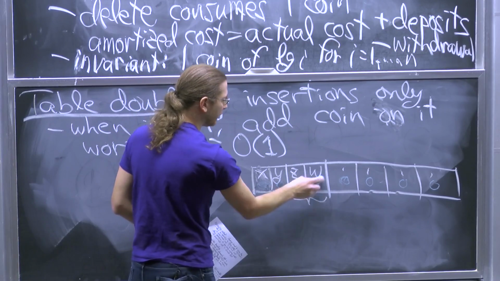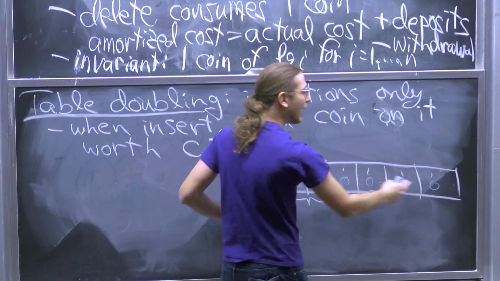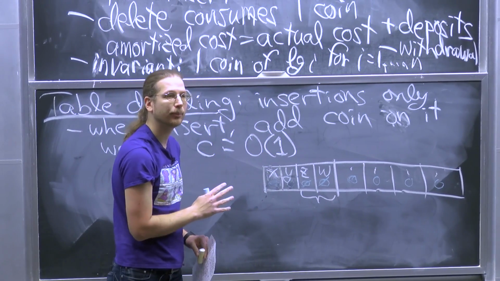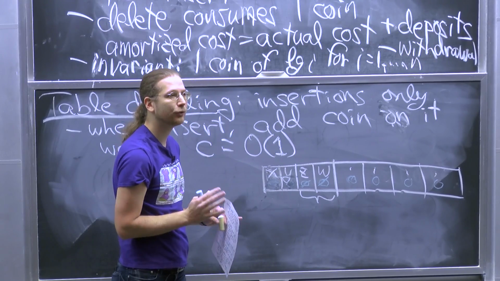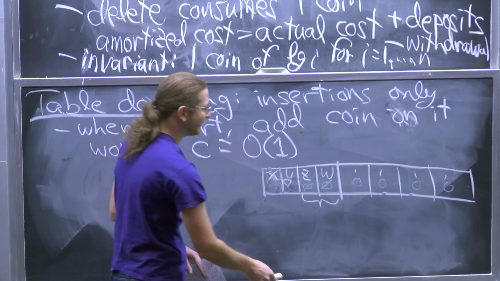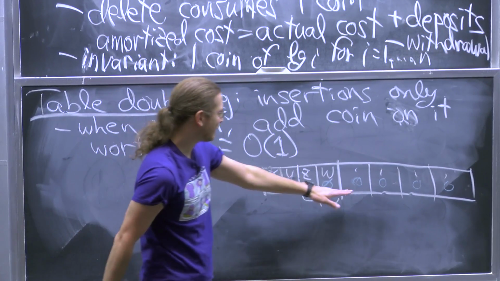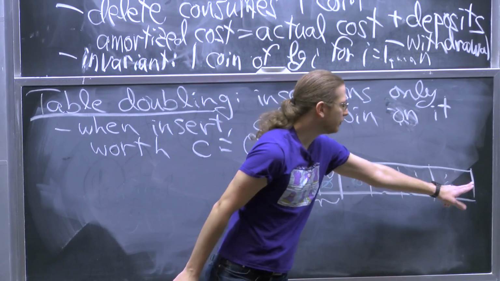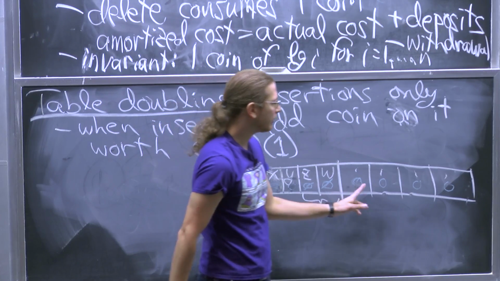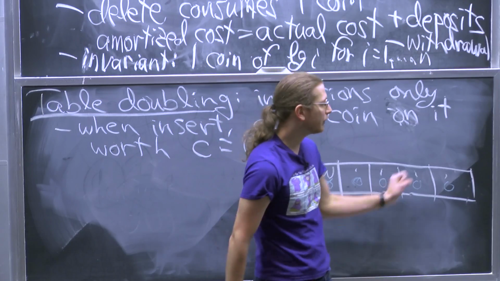So I used up these guys. By the time I have to double again, half of the items have coins. The other half don't, because I already used them. You have to be careful not to use a coin twice, because you only get to use it once. You can't double money, unless you're doing stocks, I guess. So as soon as I get to a place where the array is completely full, when n equals m, the last half of the items will have coins. I'm going to use them in order to pay for the doubling.